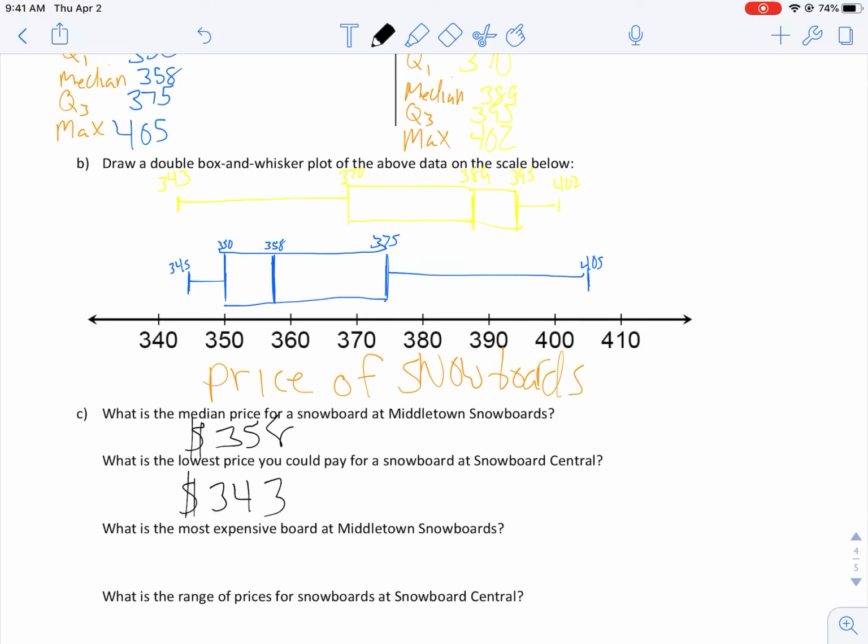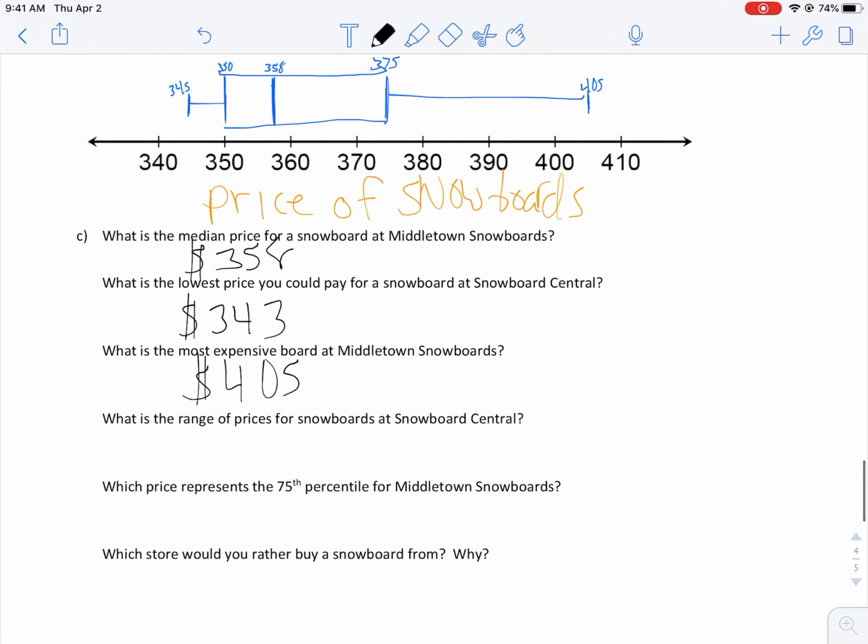Most expensive at Middletown. I go right to the graph. That would be $405. And then what's the range of prices for snowboards at Snowboard Central? Remember, that is my max minus my min. So that's going to go 402 minus 343. So that is going to be $49. Excuse me, $59. Yeah, $59. Excuse me. It's $59.